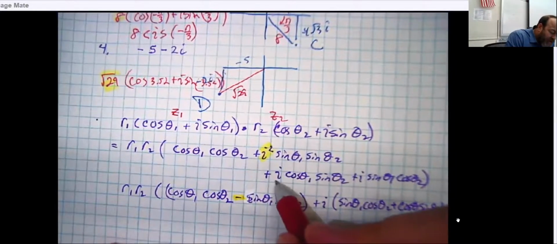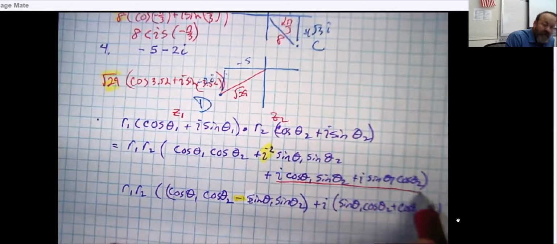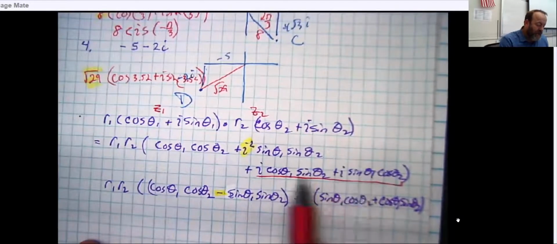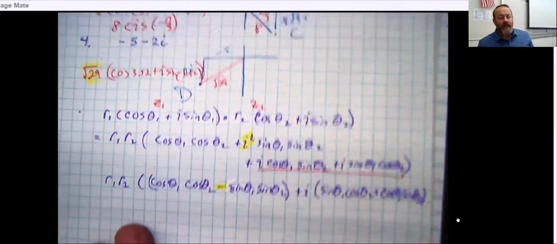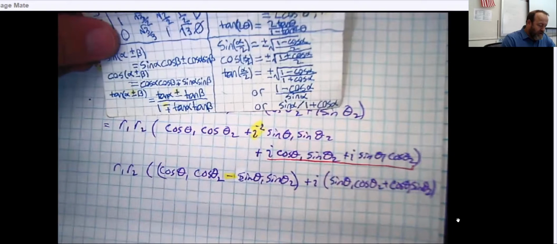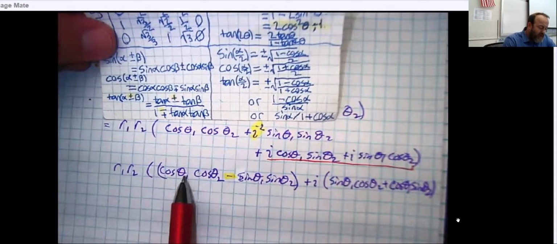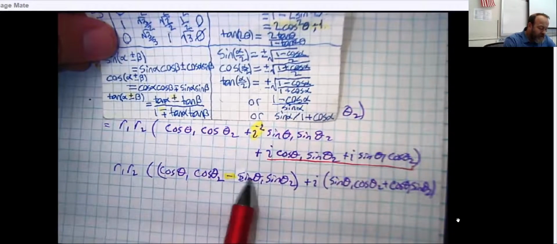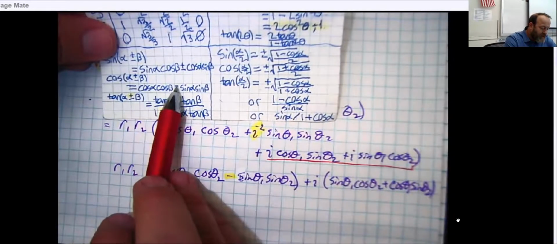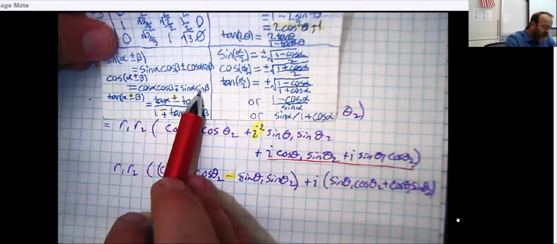And then you'll also notice that these two terms right here both have an i in them, so I factored the i out of both of these terms, and I chose to put this one first and this one second for a reason. Now, when you look at that, you might be like, wow, that looks like an awful lot of stuff. But if we look at our card, there's a hint. You see cosine, cosine minus sine, sine is sitting right here. Cosine, cosine minus sine, sine.